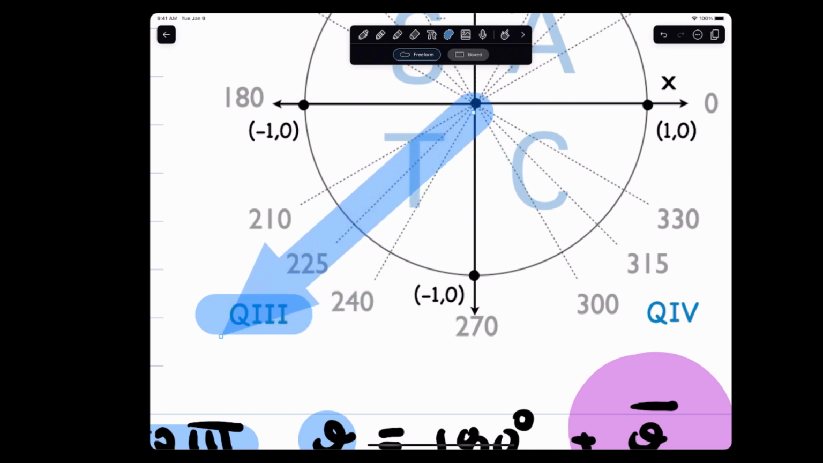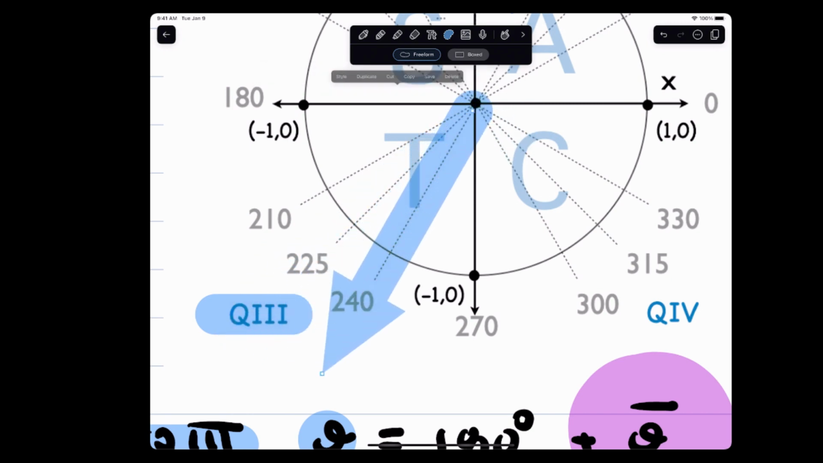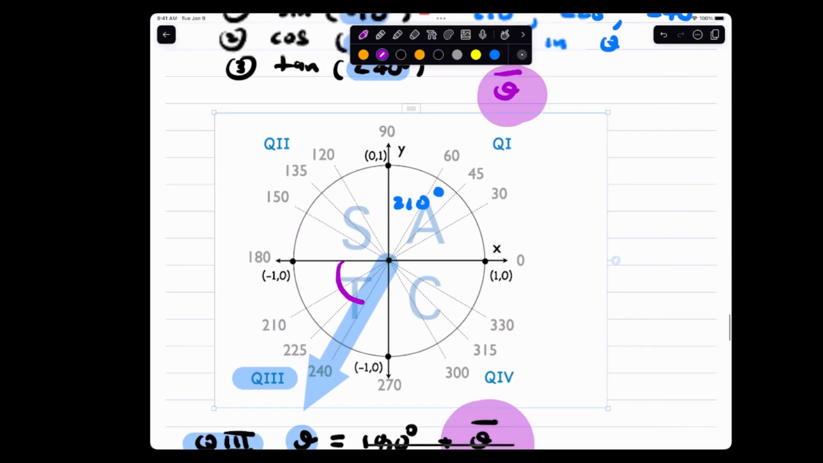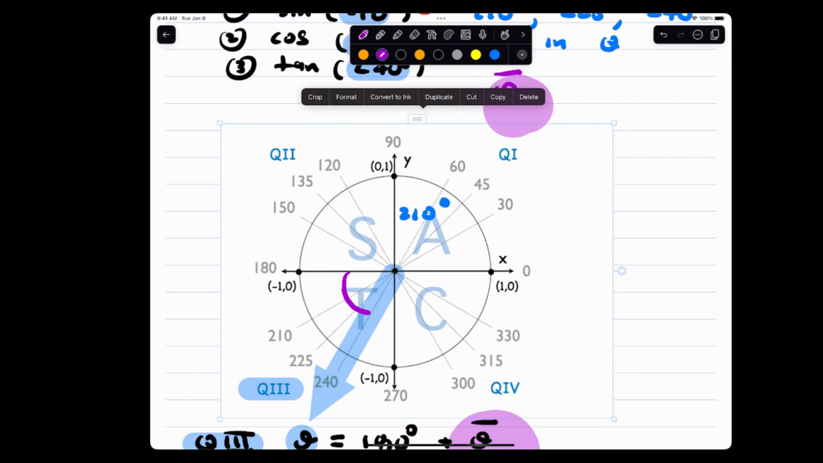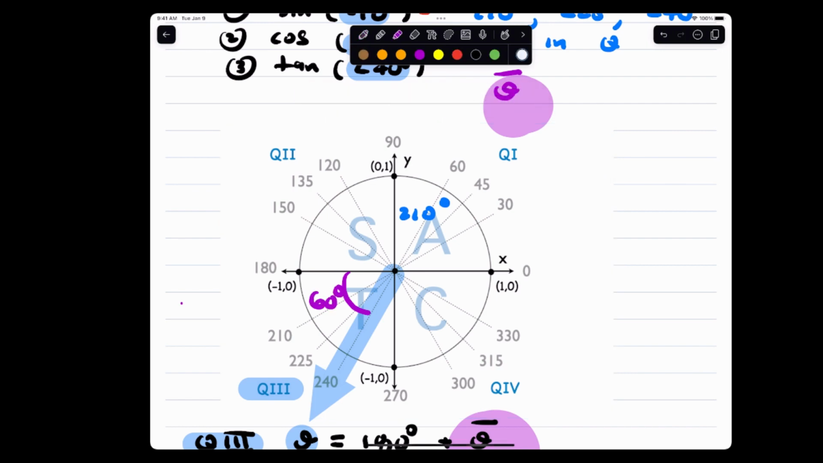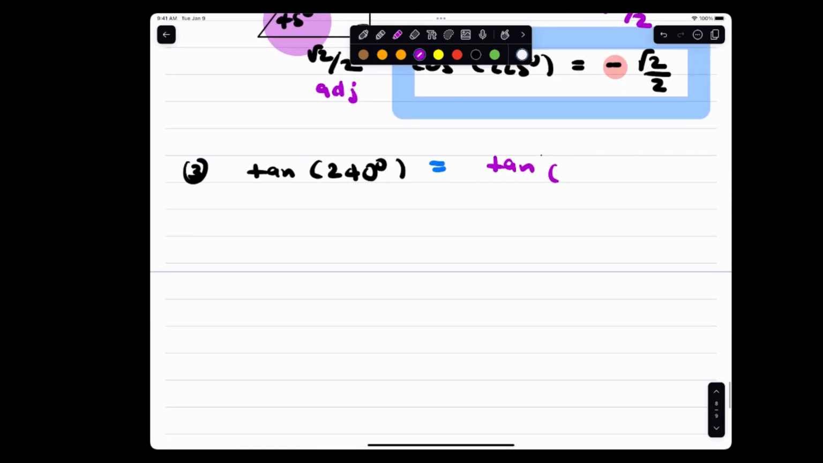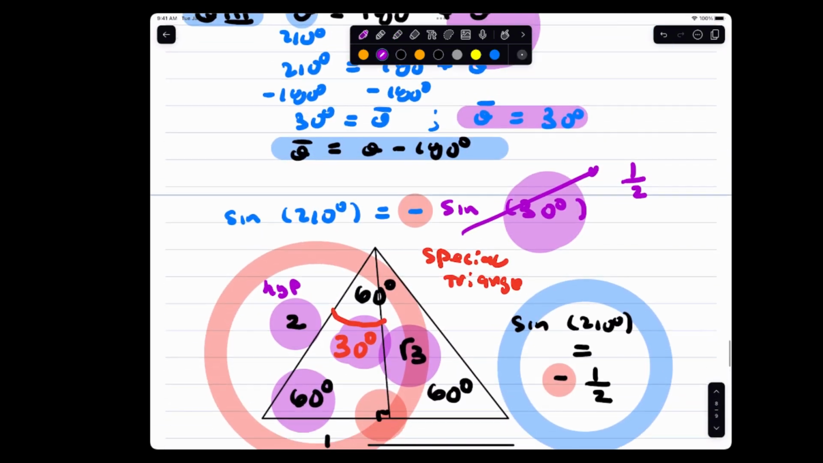But now you're at 240. So now we're over here. If we know the reference angle, shortest distance, we can answer that. What angle is that, ladies and gentlemen? Is that 60 degrees? So this is going to be tangent of 60 degrees here. Now, in order to find tangent of 60 degrees, that's a special triangle. This is a reference angle. So we got to go to 60 degrees. Here's 60 over here.